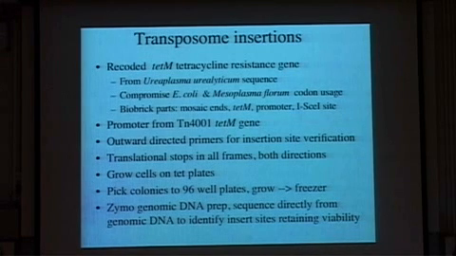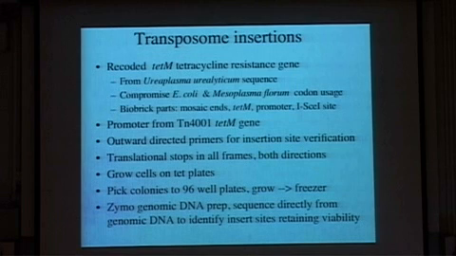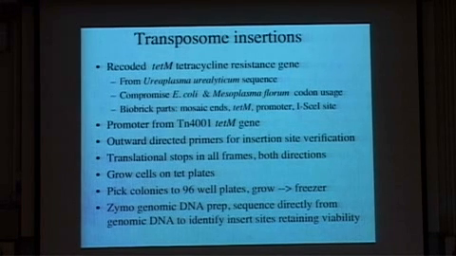We're using the Epicentre transposon kit, which is a neat kit. The idea is the transposon inserts randomly into the genome and carries with it an antibiotic cassette. We did a recoded version of the TetM gene, recoded for dual use in E. coli and in this organism. So we coded around all of the weird codon usage issues.